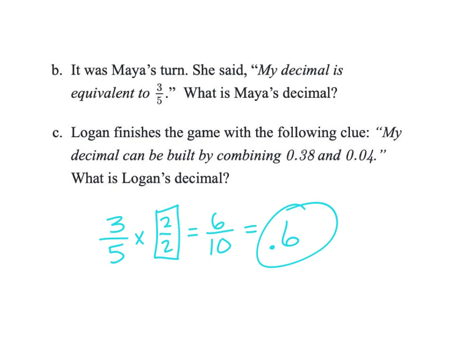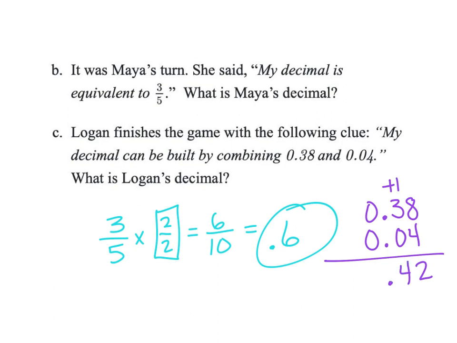Logan finishes the game with the following clue. My decimal can be built by combining 38 hundredths and 4 hundredths. What is Logan's decimal? All right, well, we know that if we're going to add decimals, if we want to be successful, we are going to stack them and line up the decimal point. So 8 plus 4 is 12, drop the 2, carry the 1, 3 plus 1 is 4, drop the decimal, and his decimal is 42 hundredths.